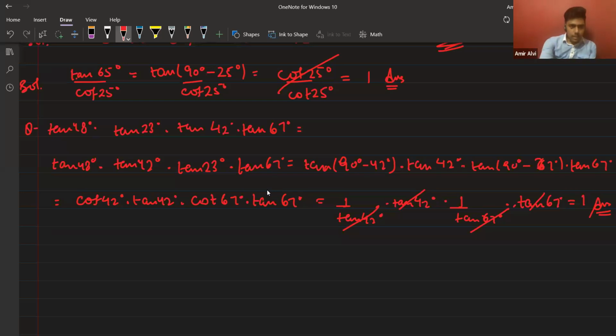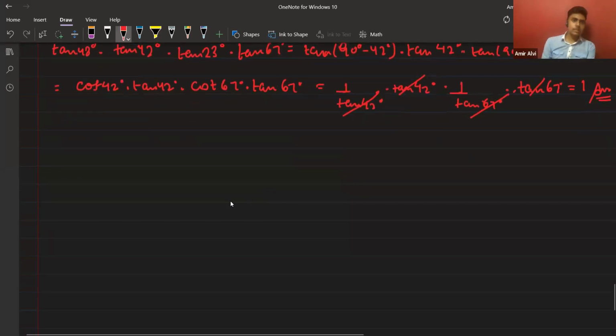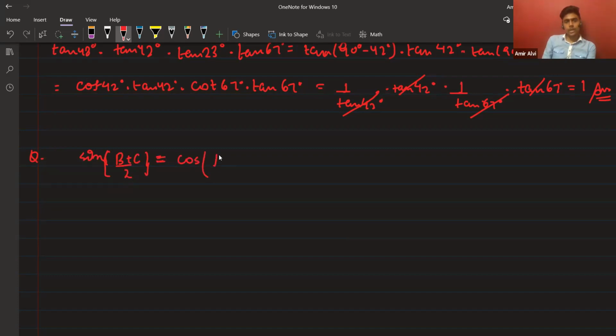Okay. So, Faiz and Adil, last question of this, and then we will start the new topic, trigonometric identities. The question is: Adil and Faiz, both of you solve this question. You have to prove this. I'm giving you 3 minutes to solve it. It's a very basic and easy question.